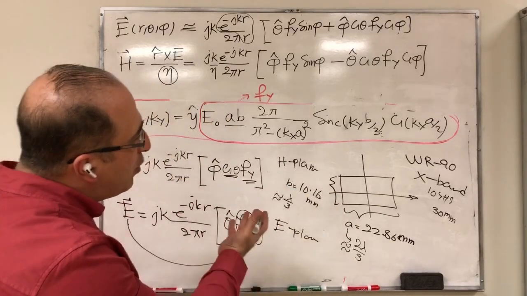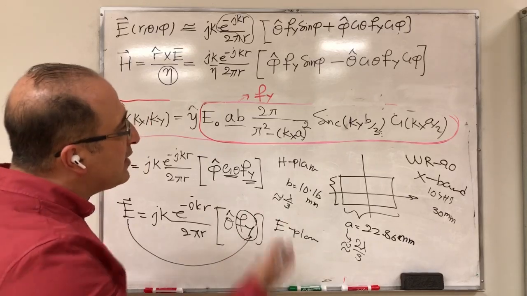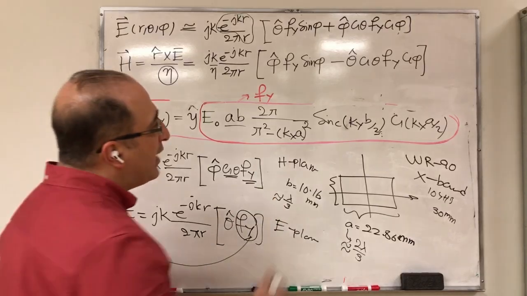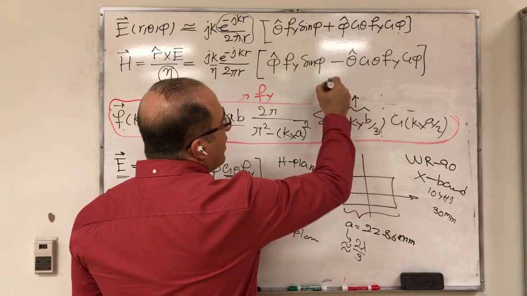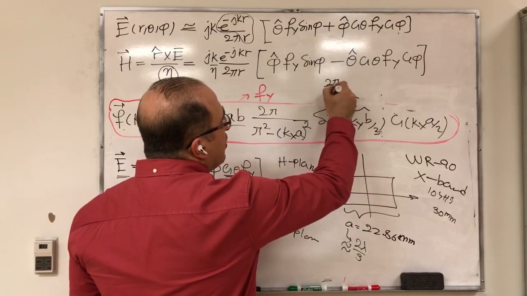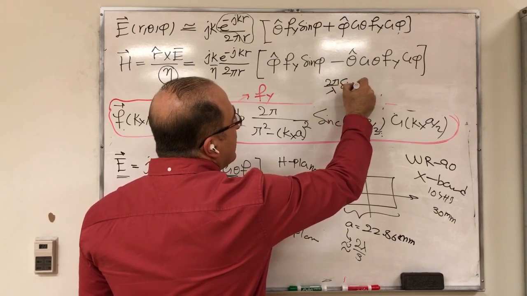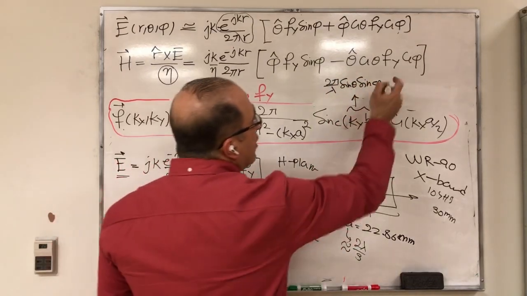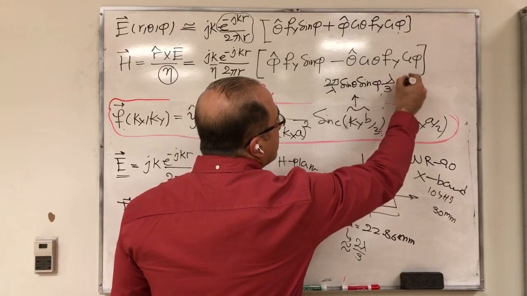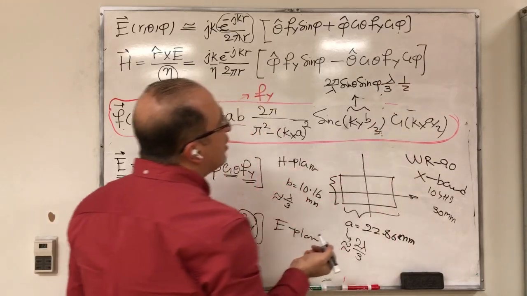So if I go by this type of approximation, I can also simplify that. The reason is, for example, look at this one. Ky is k, which is 2 pi over lambda, sine theta sine phi, and then for b, I can maybe write it as lambda divided by 3, and then I have 1 divided by 2 here.